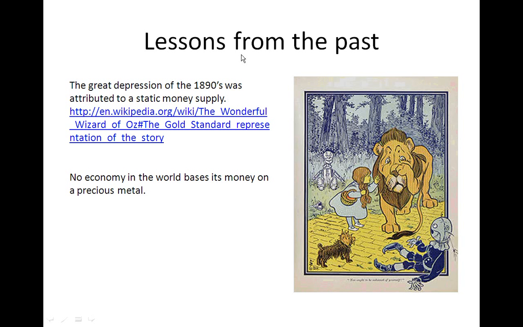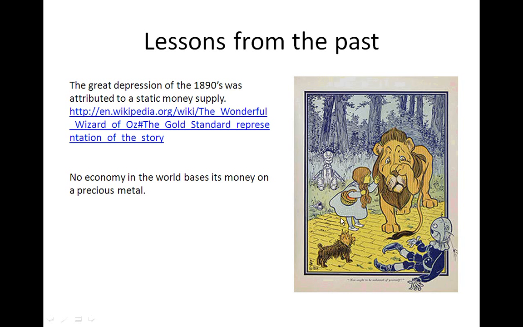Something that a lot of people aren't really aware of is Frank Baum's wonderful story, The Wizard of Oz. We all love the movie. Well, this is about the gold standard and how it was destroying the people. Remember the yellow brick road? That was gold bricks. Oz is ounces for gold. Remember the yellow brick road got smaller and smaller. That's because gold is static.